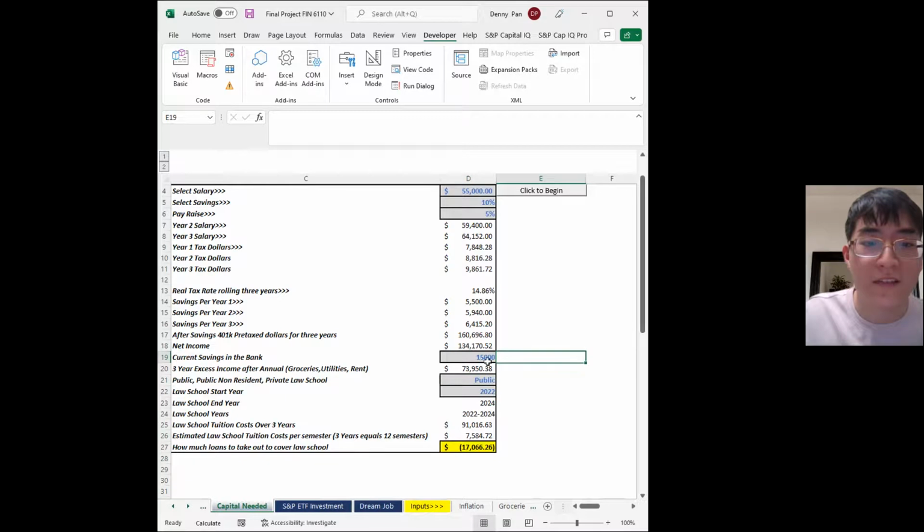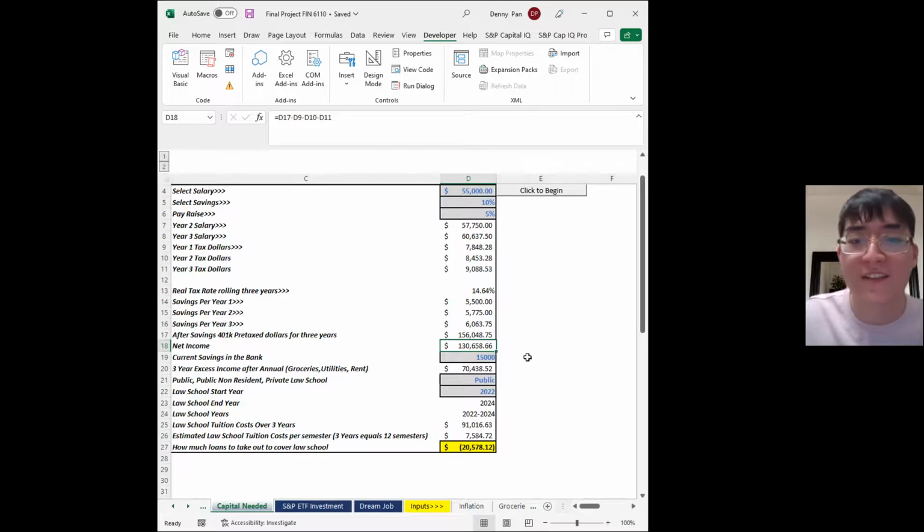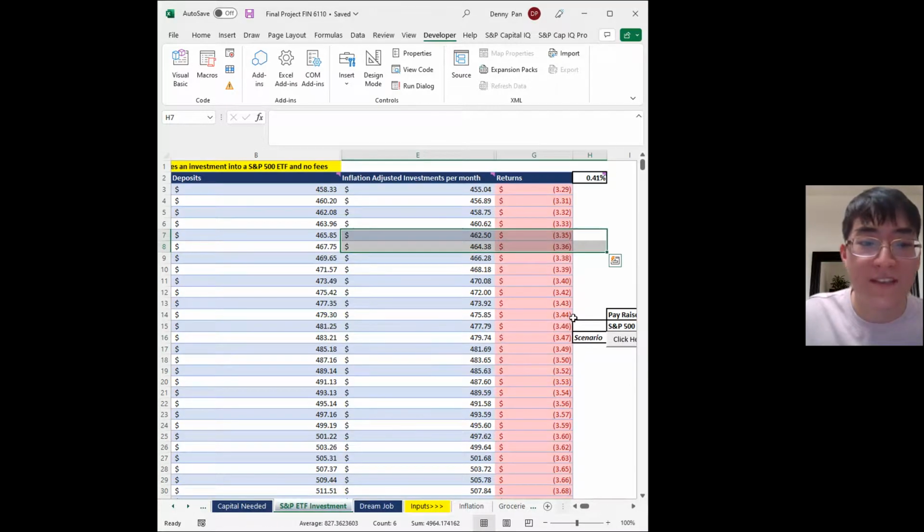Okay, so I was saying, I have to save that real quick so that it changes over, right? So $130,658.66, like I said earlier. Okay, and now we drop into the S&P 500 ETF investment.